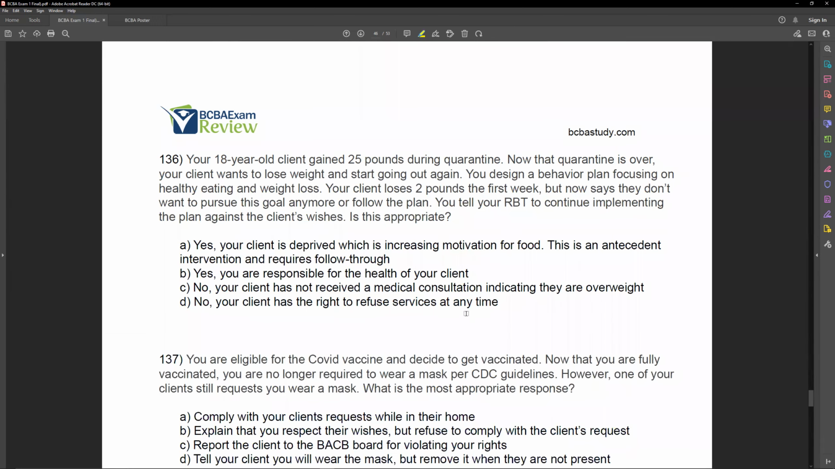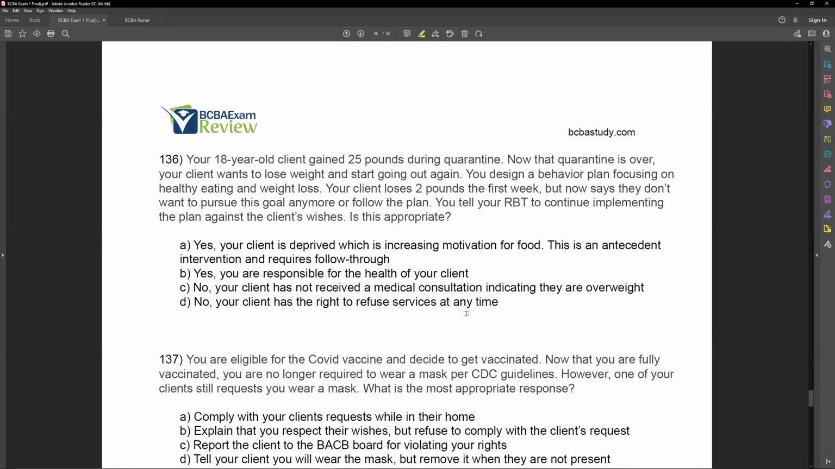136. Your 18-year-old client gained 25 pounds during quarantine. Now that quarantine is over, your client wants to lose weight and start going out again. You design a behavior plan focusing on healthy eating and weight loss. Your client loses 2 pounds the first week, but now says they don't want to pursue this goal anymore or follow the plan. You tell your RBT to continue implementing the plan against the client's wishes.